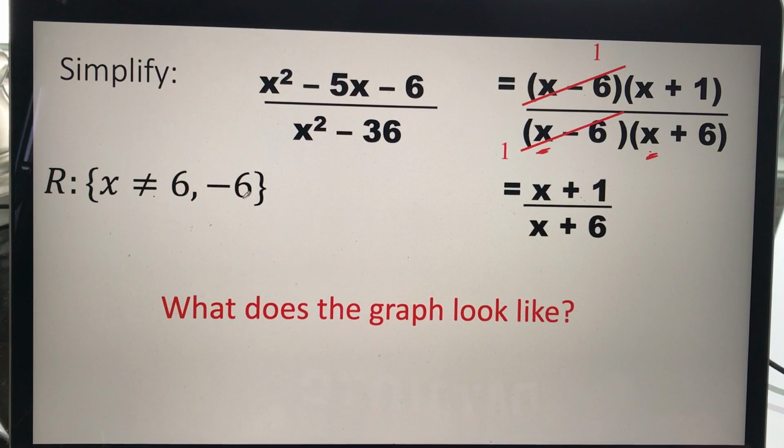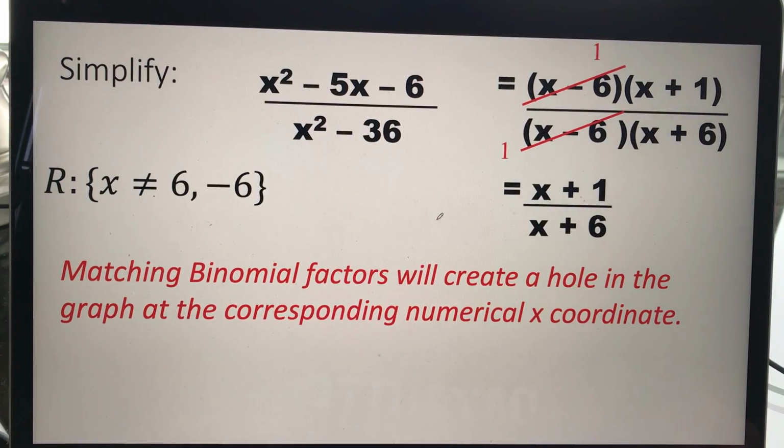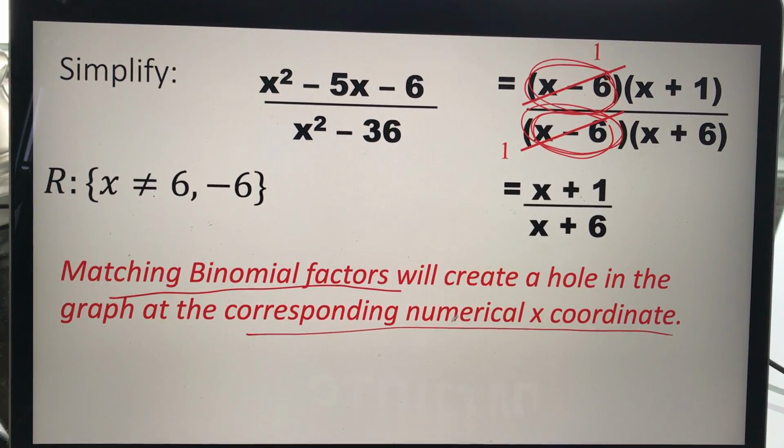Now, I'm going to graph this. Let's take a look at this graph for a second. If I were to graph it, what I'm going to notice is that the actual graph has a hole at x equals 6. If you put this in Desmos, you'll see it. There's actually a hole in the function, which is a little weird. And where that comes from is this: if we ever have matching binomial factors, so if I have an x minus 6 in the top and an x minus 6 in the bottom, that's going to create a hole in the graph at the corresponding coordinate.